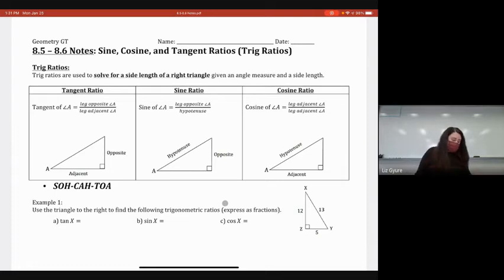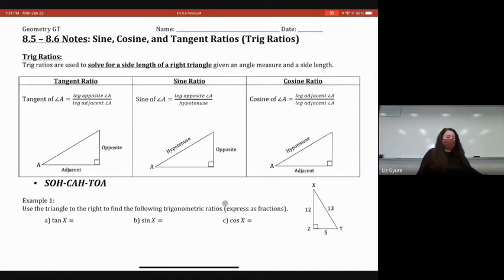So today we are going to learn about sine, cosine, and tangent ratios. This is 8.5 and 8.6 in your textbook. Your textbook does tangents first, then sines and cosines in 8.6. We're going to learn about them all together because they all go together.